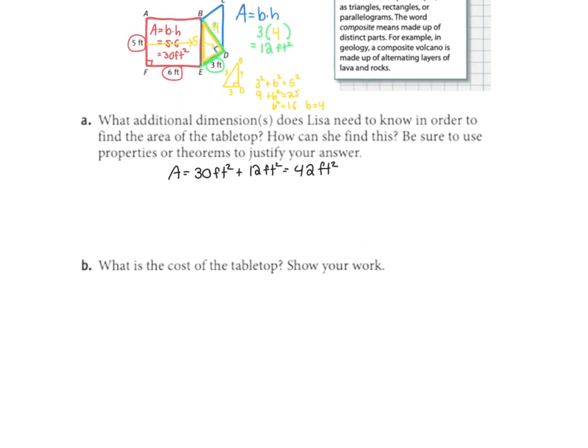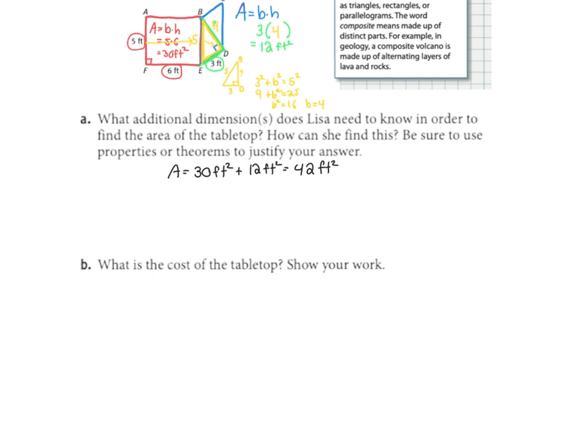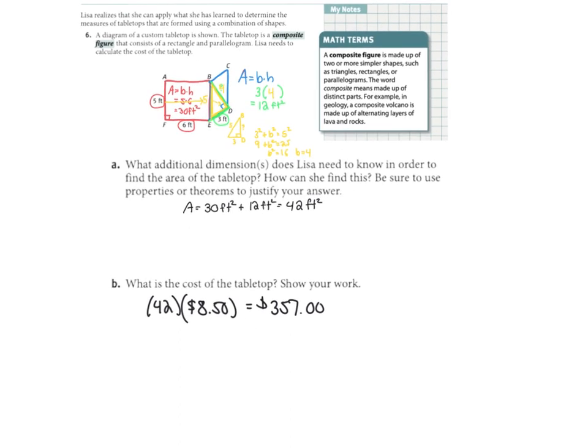Okay, and again, if we needed to calculate the cost of the tabletop, we're just going to take that $8.50 per square foot, multiply that by 42 square feet. 42 times 8.50 is $357 for this tabletop.